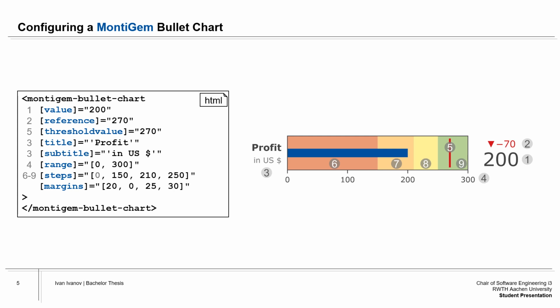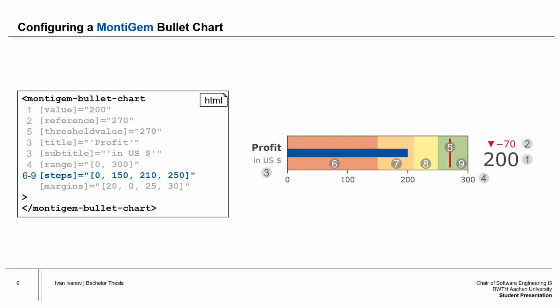Taking a look at the bullet chart type, which is one of the implemented financial graphs, configuring its MontiGem version is going to be extremely straightforward. I have numbered each individual component so that you can pause and see how simple producing it can be. For now, let us focus on the so-called steps and one handy feature that this implementation is going to offer. They are the colorful blocks behind the main indicator bar marked as 6 to 9.